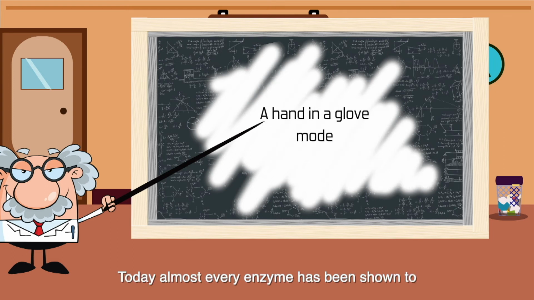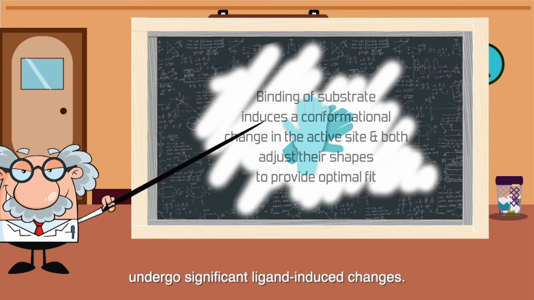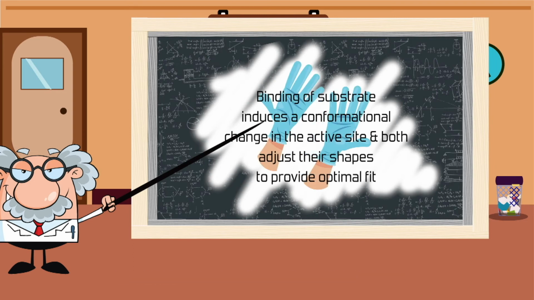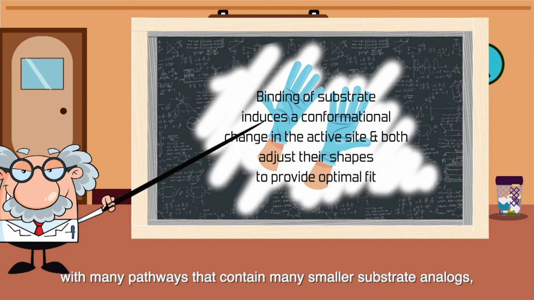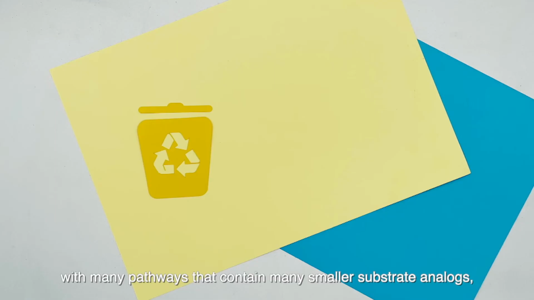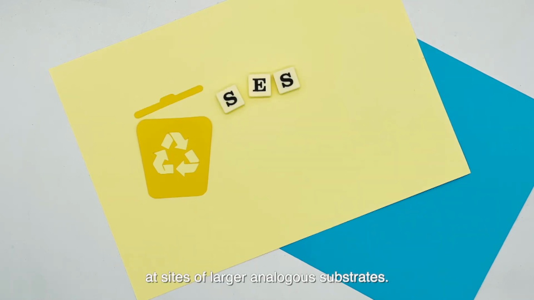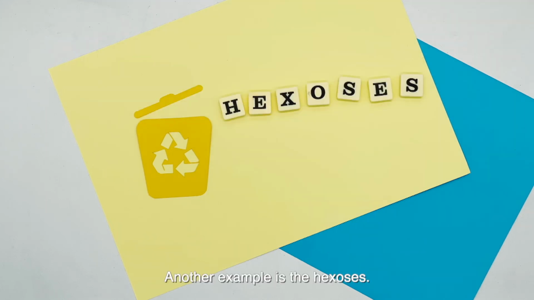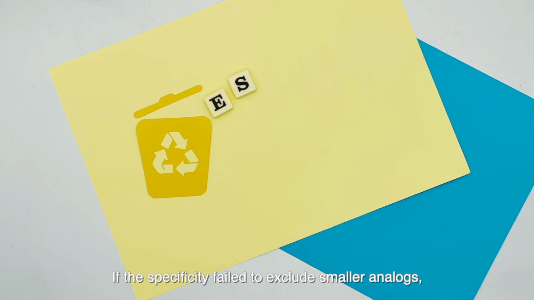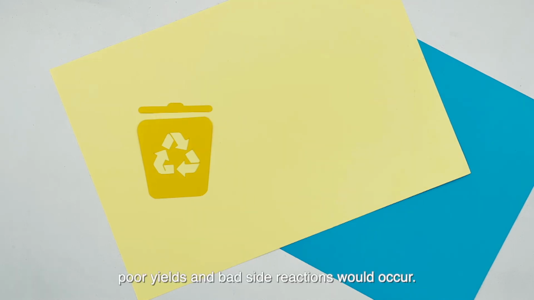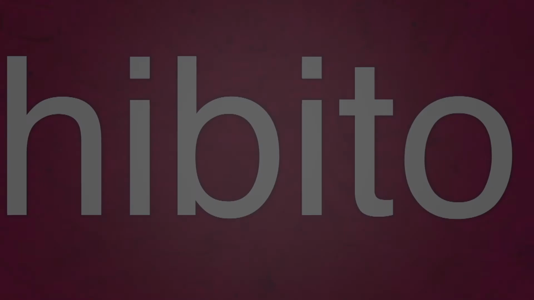Today, almost every enzyme has been shown to undergo significant ligand-induced changes. The finding of extensive conformational changes in many enzymes is logical, since most enzymes exist in a cytoplasm with many pathways that contains many smaller substrate analogs. For example, tyrosine, which must be prevented from reacting at the site of larger analogous substrates. Another example is the hexose. If the specificity failed to exclude smaller analogs, poor yields and bad site direction would occur.